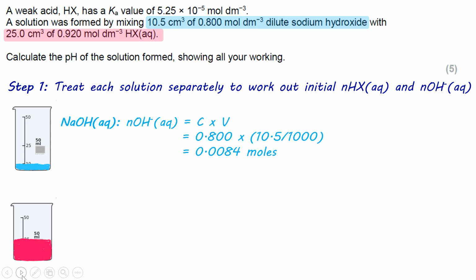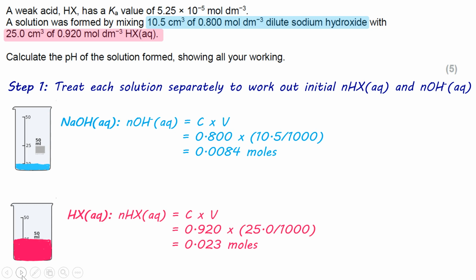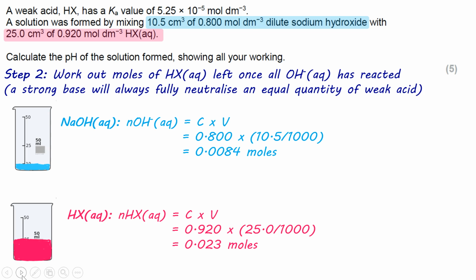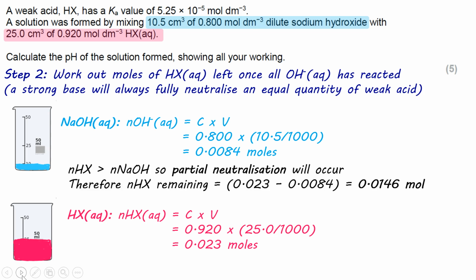So let's calculate the number of moles of hydroxide as 0.0084, and the number of moles of HX, the original weak acid, as 0.023. So you can see that the 0.023 is bigger than 0.0084. So now we can work out the moles of HX left behind. The simple way to do this is to work out the difference between them, and that gives us 0.0146.